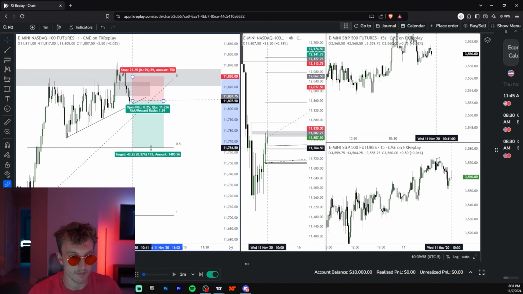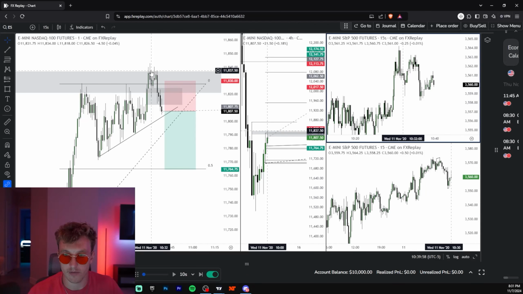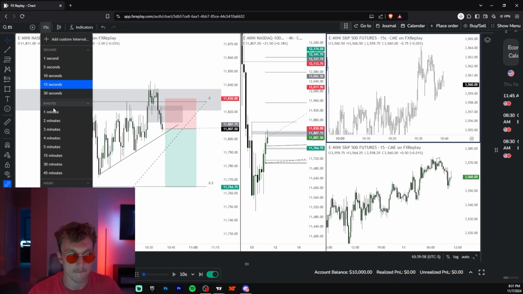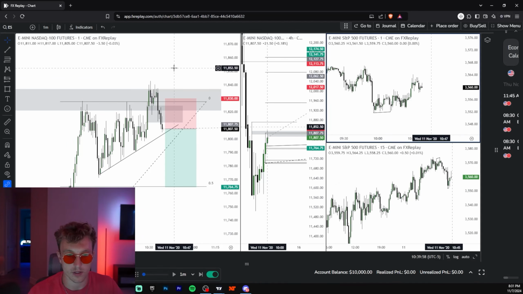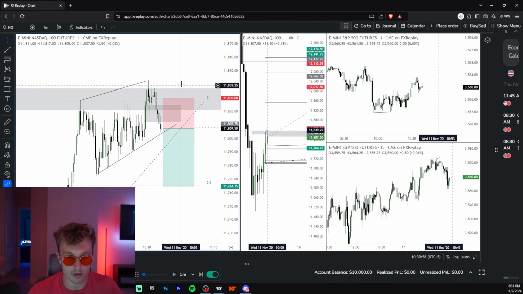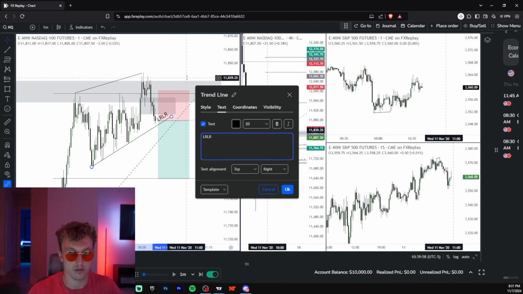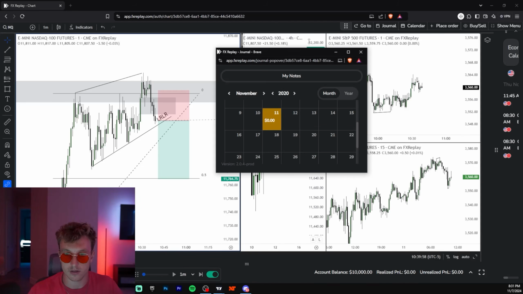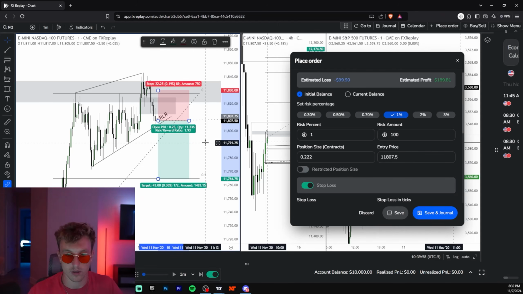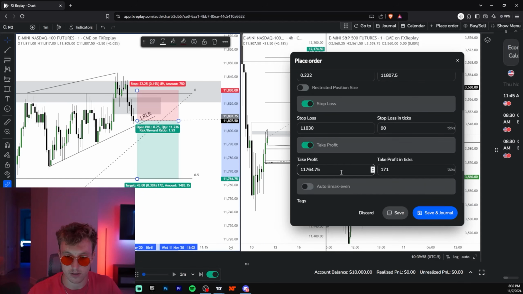I think I'm just gonna go for a 2R here. Do we have an SMT? Yes, we do have a bearish SMT here, I think. Let's see. Yeah, we do have a bearish SMT. We have LRLR. So we're gonna journal this. Actually, I'm gonna do a place order. Auto break even's probably gonna be, I'll wait a little bit. I'll go like 11,796.